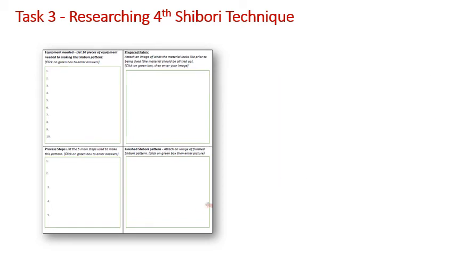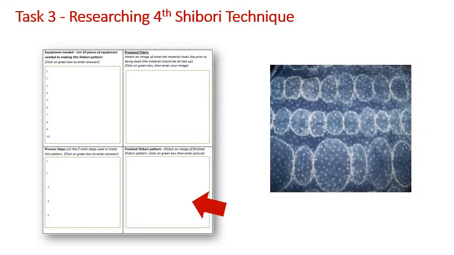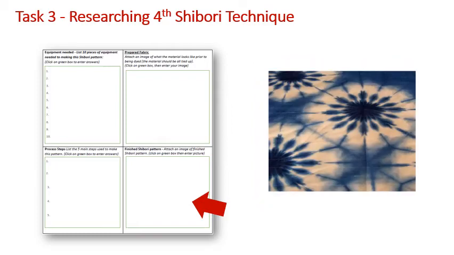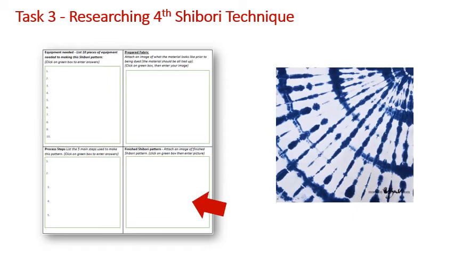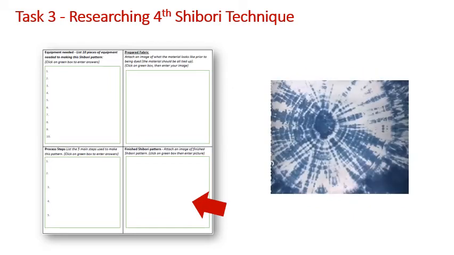That goes in that square, and then in this square here I want a picture of the finished Shibori fabric. There's lots to choose from. Some beautiful patterns indeed. And I'm going to show you next how to use a snipping tool so that you can gather your pictures from the video.